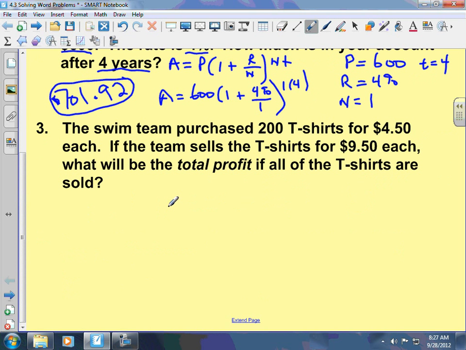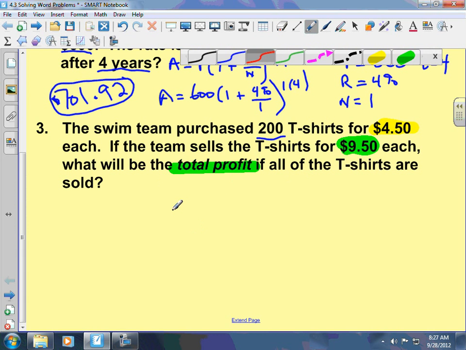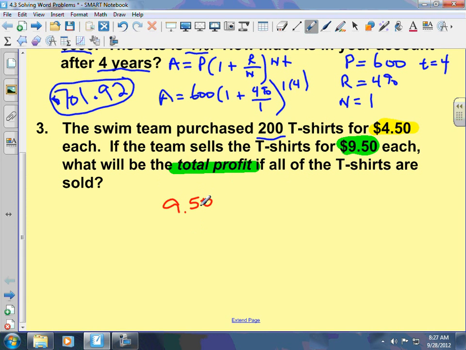Then we have number 3. The swim team purchases 200 t-shirts, and they pay $4.50 a shirt. Okay? Then they turn around and sell them for $9.50 a piece. What is your total profit? Okay, I sold them for $9.50. I bought them for $4.50. This is a profit of $5 per shirt. That's my profit.